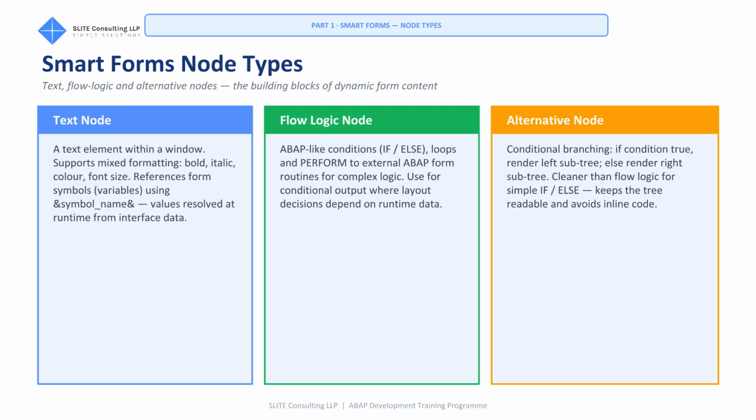The remaining node types fill out the rest of the form. Text nodes carry static or dynamic text using the ampersand syntax. For example, &IS_HEADER-PO_NUMBER& references a form symbol. Text nodes support mixed formatting: bold, italic, color, font size. Flow logic nodes give you ABAP-like if/else conditions, loops, and perform calls to external ABAP form routines for any logic that does not fit cleanly into the node tree. Alternative nodes are a cleaner conditional pattern. Render the left subtree if the condition is true, the right subtree otherwise. Use alternative nodes for simple if/else and flow logic for anything more complex.